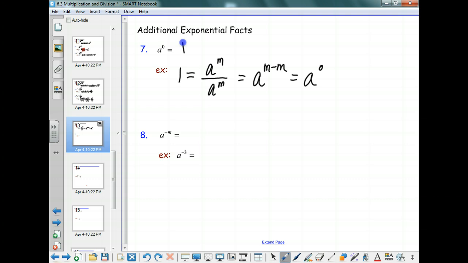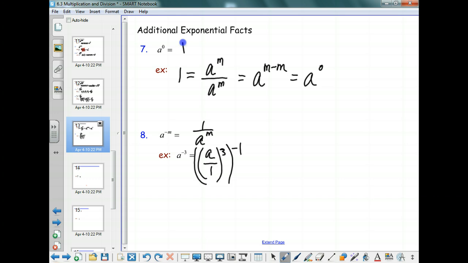All right, this last one right here, a to the negative m, looks a lot like rule number 6. What's this one going to be? Do you remember? 1 over a to the m, right. So let's think about a to the negative 3, and we'll do it the same way we did the one on the last slide. I'm actually going to write a as a over 1. We'll put it to the 3 and then to the negative 1.